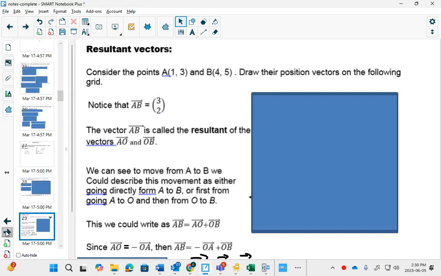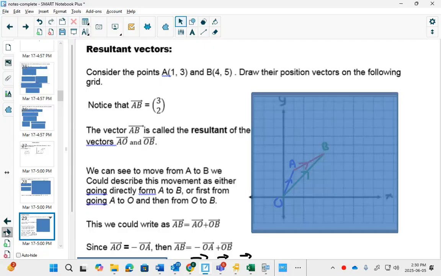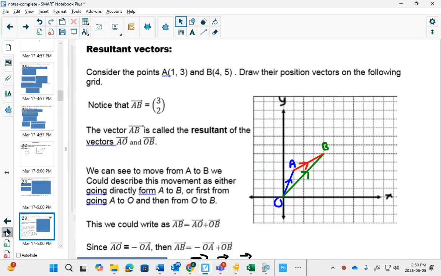Resultant vectors. Now we're starting to get into the math of vectors. So if you consider the point 1, 3 and the point 4, 5, draw their position vectors. So this is my position vector from 1 to 3, and this is my position vector in green from 4 to 5. The position vector from A to B is the resultant vector.